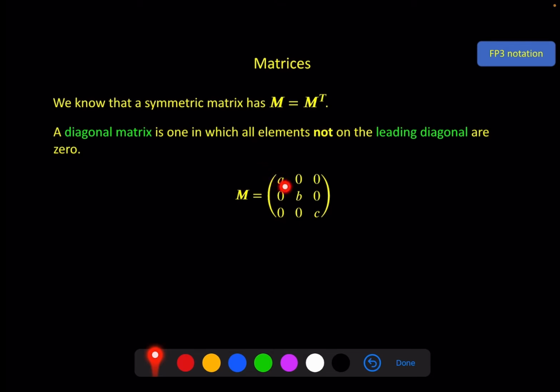And this is called the leading diagonal, as opposed to this diagonal here. So we're always going to be talking about the leading diagonal. And this is a diagonal matrix. The most obvious example that you already know is the identity matrix, where A, B, and C are all equal to 1.